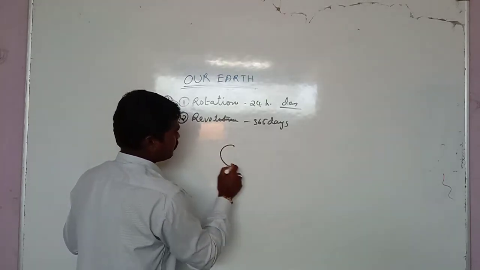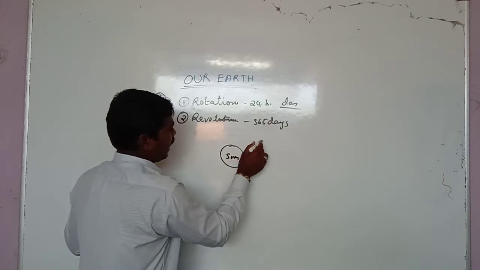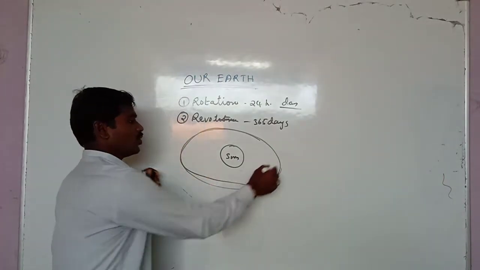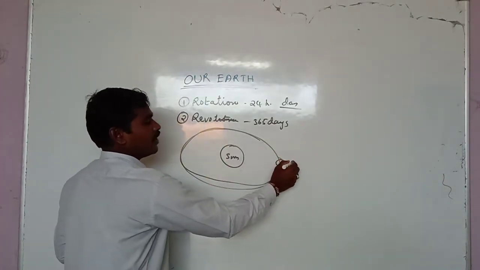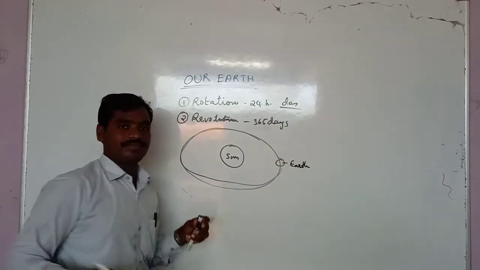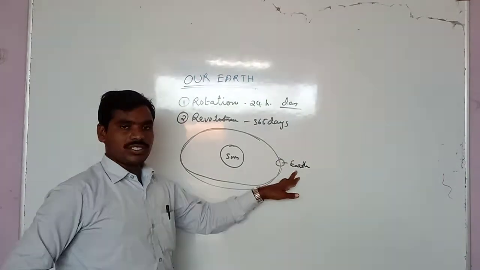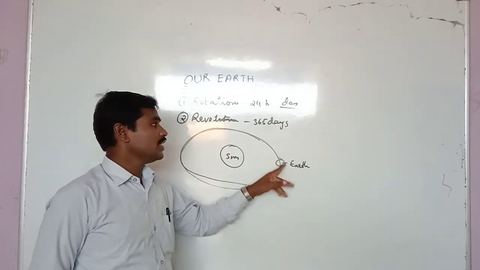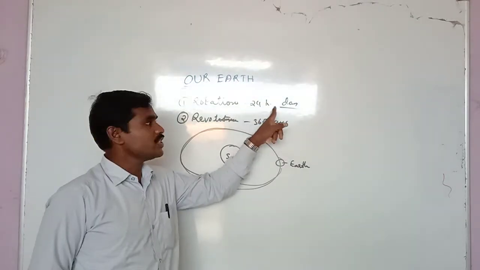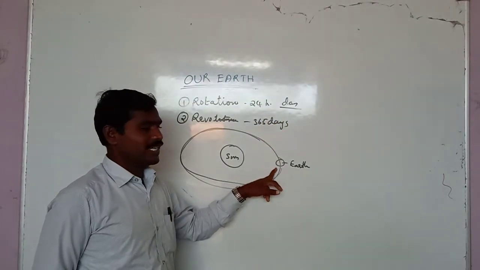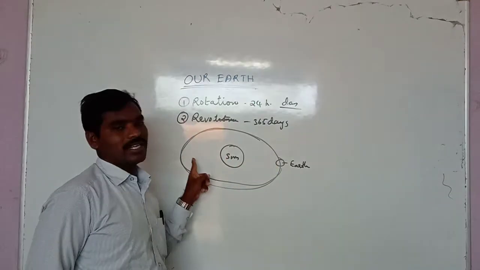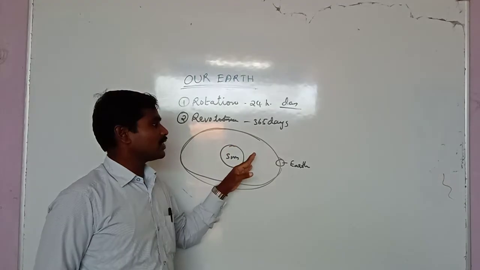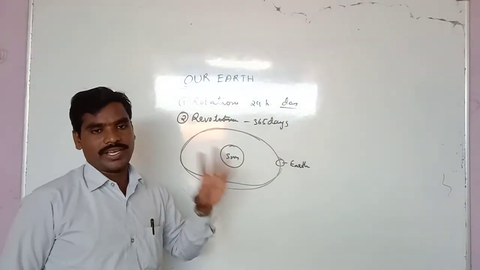So this is the Sun. The Earth revolves around the Sun in a rectangular way. So Earth is rotating itself, it is called the rotation. For one rotation, it takes 24 hours, which means one day. And also the Earth is revolving around the Sun, so it is called the revolution. For one revolution, it will take 365 days.